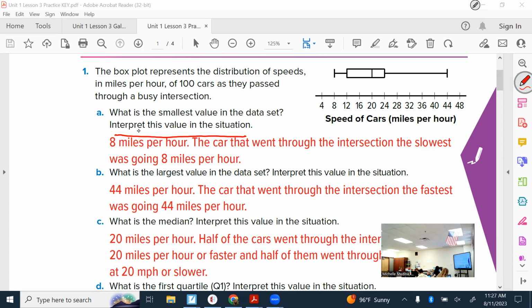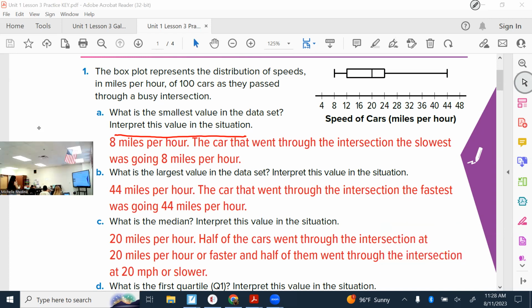But here's the first part, 1A through C. So A was for the minimum, the answer should have been 8. That was the slowest that the cars were going. B should be 44 miles per hour for the maximum. That was the fastest that the cars were going. C should be 20 miles per hour for the median.